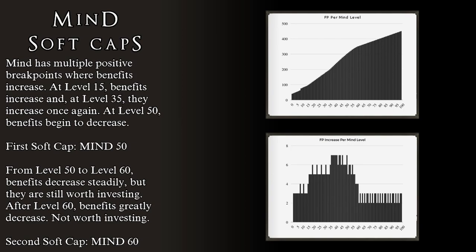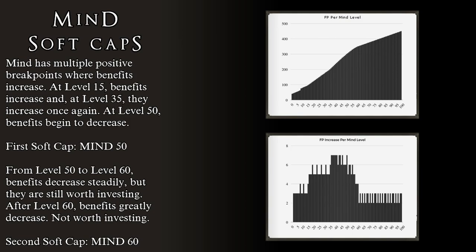From this information, we can understand that mind has a first soft cap at level 50, which is when our benefits stop increasing, and then from level 50 to 60, our benefits begin to decrease. But they are still good enough to merit the investment, so it is worthwhile to reach this level.